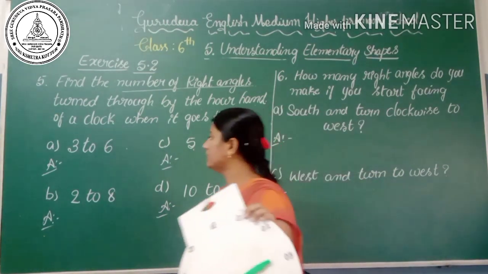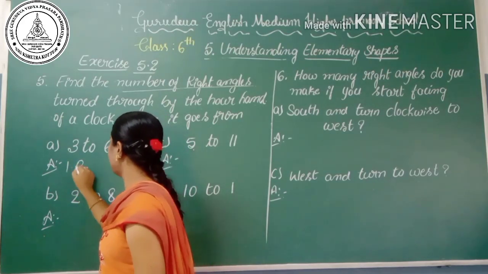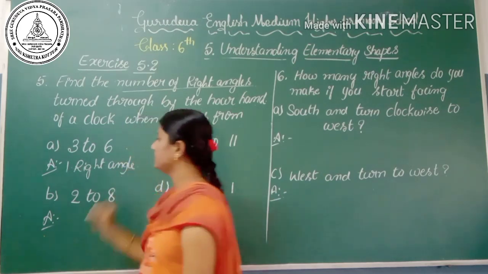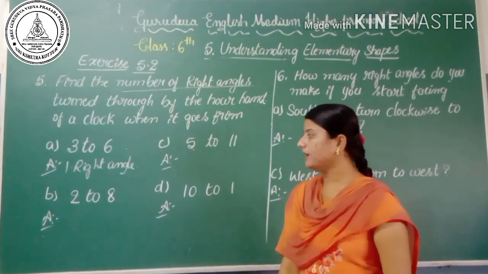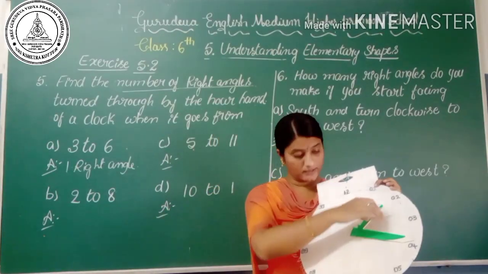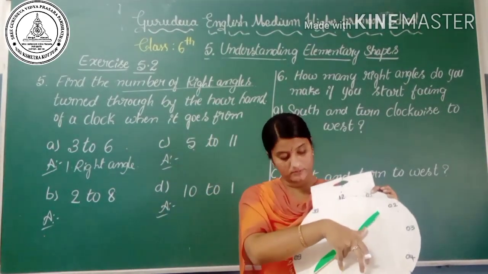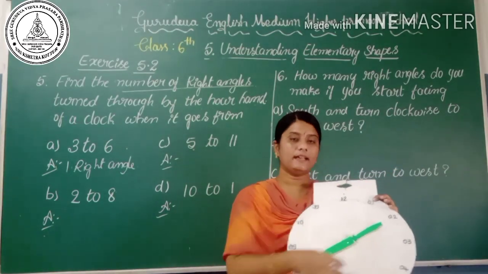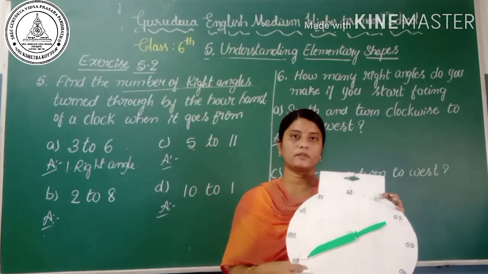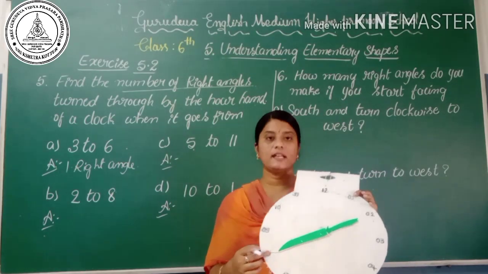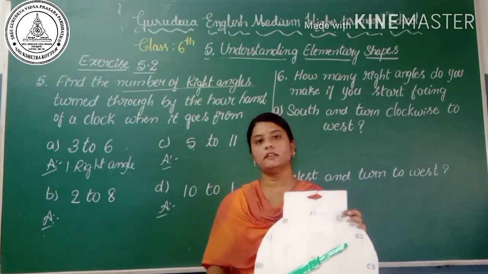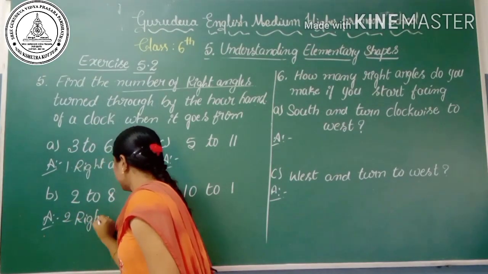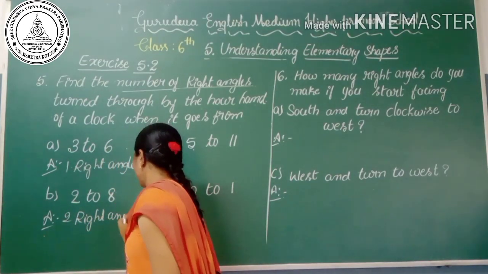So I will write here 1 right angle. That is 1 right angle. Then 2 to 8. 8 is here. So it is a straight angle. So it takes two right angle turns. Yes, 2 to 8 is a straight line. It takes two right angle turns. Two right angles.